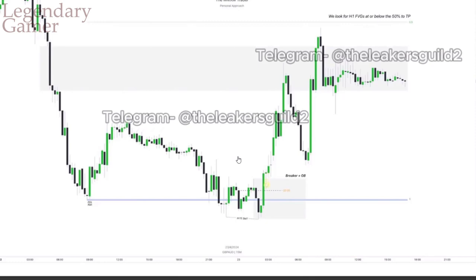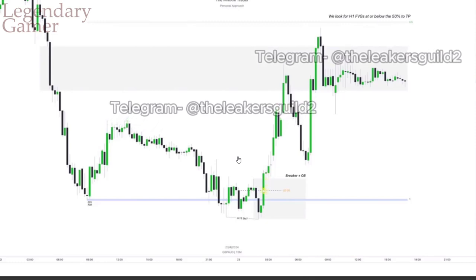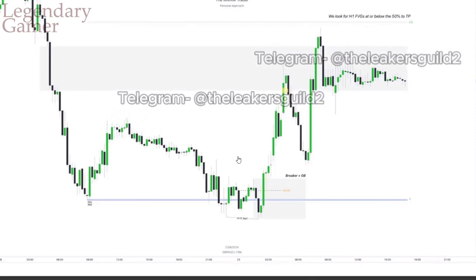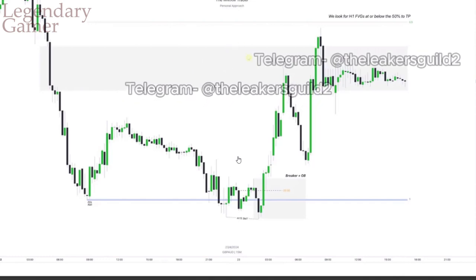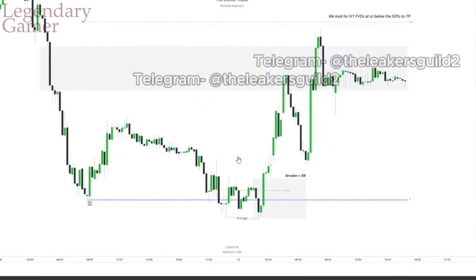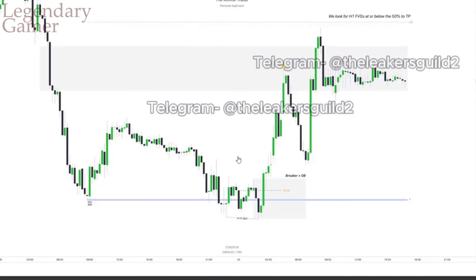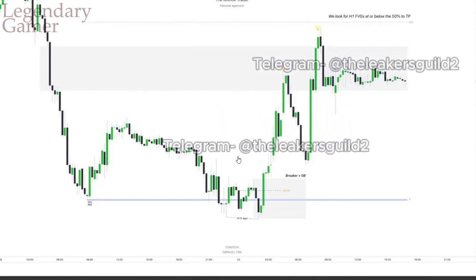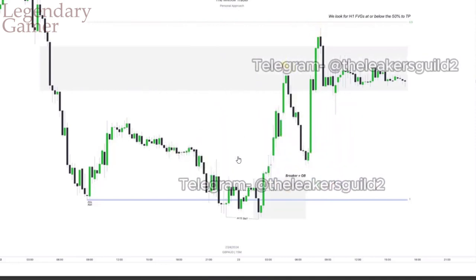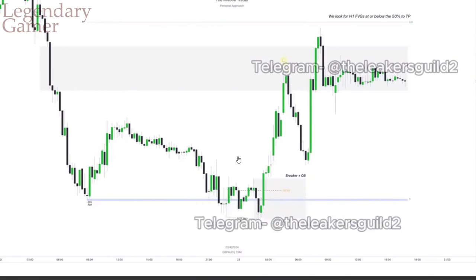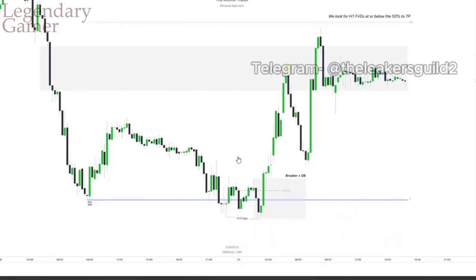You can see price dips back into the breaker and order block over here, and then price pushes up willingly into that internal range liquidity pool, that 1 hour fair value gap, right? You can take profit over here already or wait until 50% of the range, but I would advise taking profits in the 1 hour fair value gap, as that is the draw on liquidity.